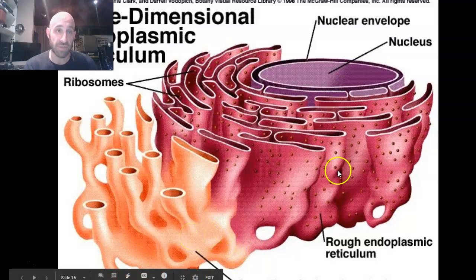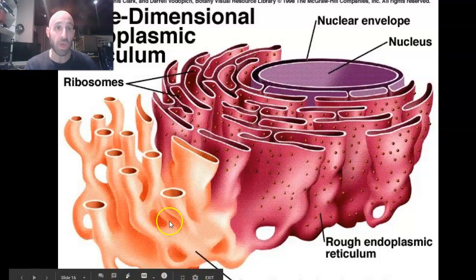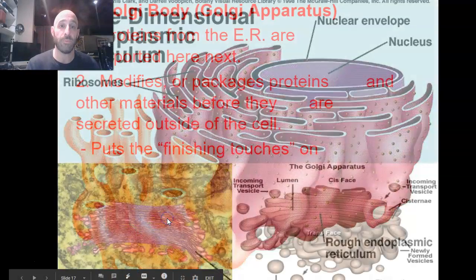So essentially, think of this as a factory. And we're going to talk more about this in a minute when I get to the Golgi bodies. But the nucleus has the directions on how to make the proteins. The information is sent to the ribosomes through the rough ER to make the actual proteins. Then when the proteins are made, they get sent through the smooth ER out to the cell.